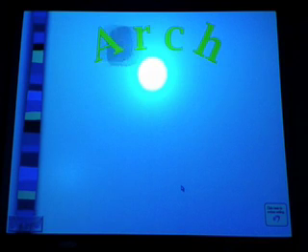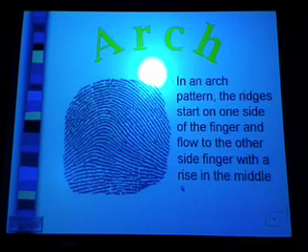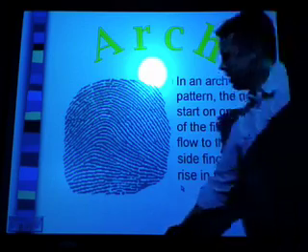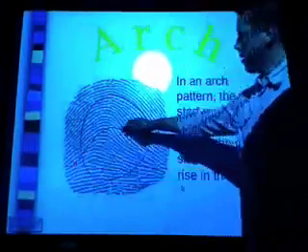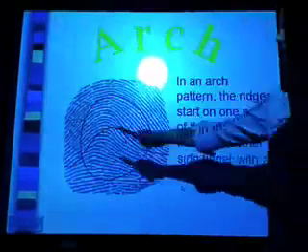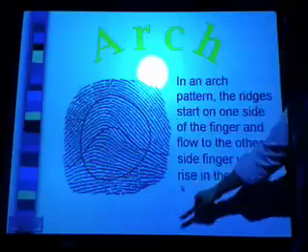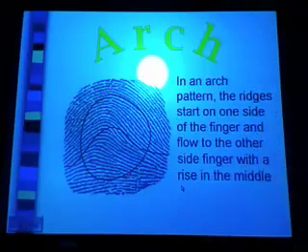The next type of print is referred to as the arch. Again, looking at simply the core area, we're looking at the lines and we see they rise and fall. They come in from one side and exit the opposite side. Arches can be very high or low.